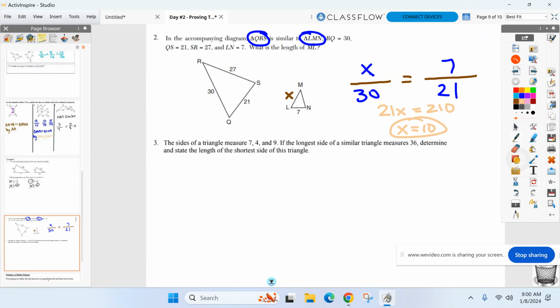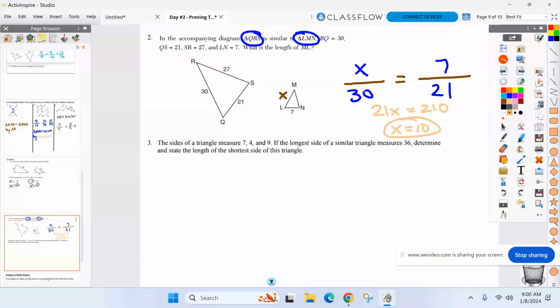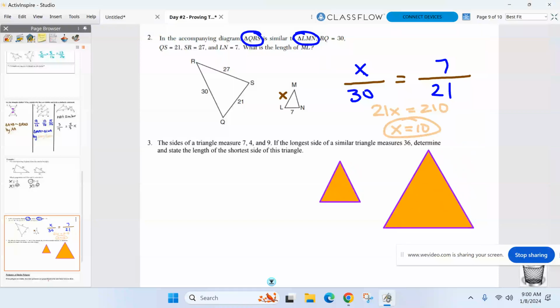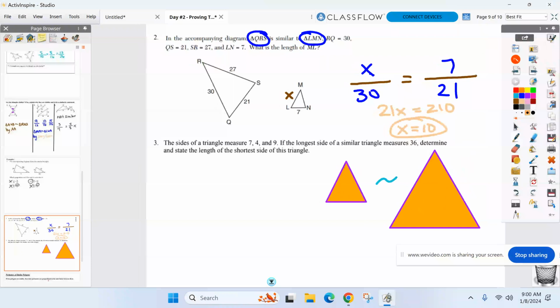All right, last one. Looks like we got two similar triangles here. You've got to know they're similar. The sides measure 7, 4, and 9. I don't care where they go. The longest side over here is 36, so that should match up with the 9, right? And we're looking for the shortest side of this triangle, which should match up with 4.